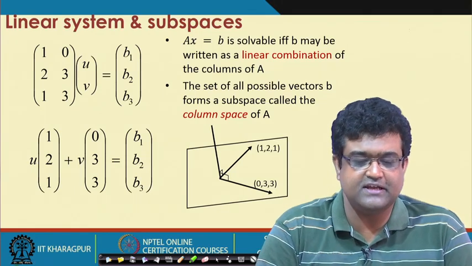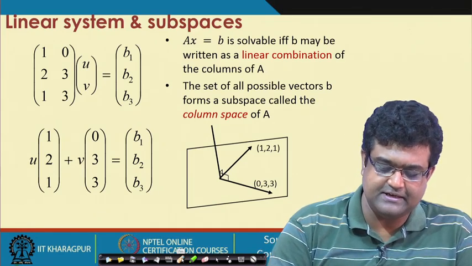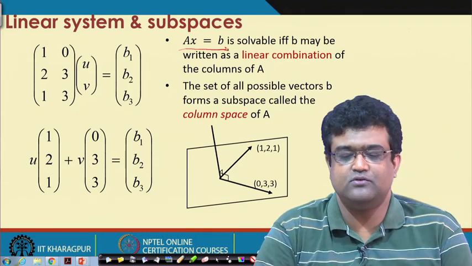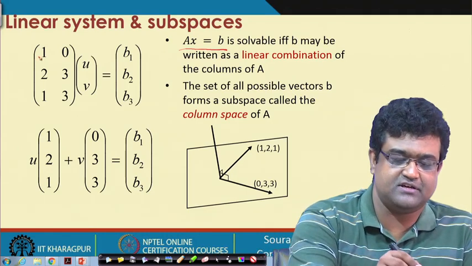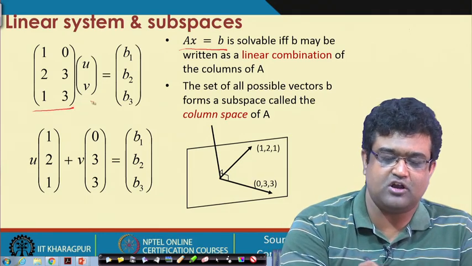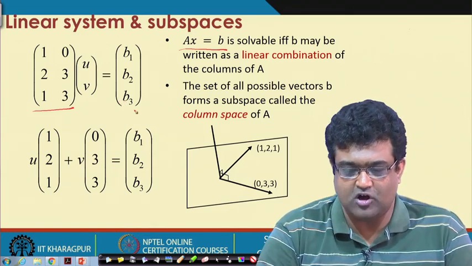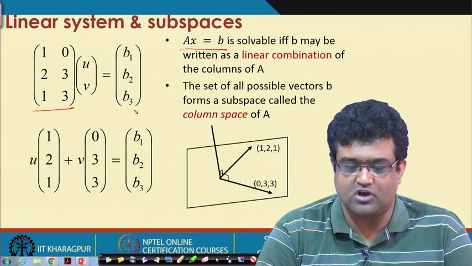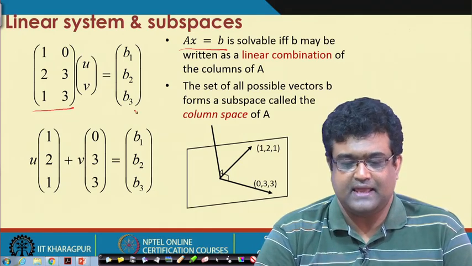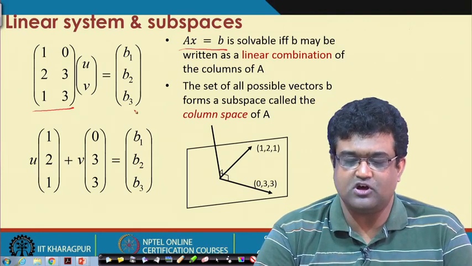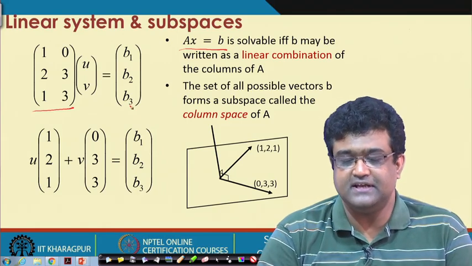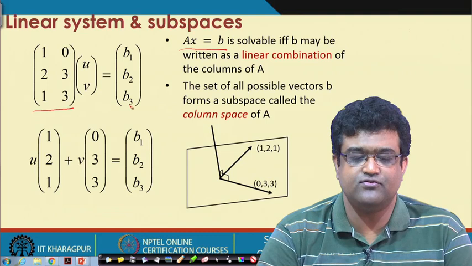Now, a system of linear equations can be compactly written in matrix notation as Ax equals B, where A is the coefficient matrix, which is in this case this matrix, x is a column vector and B is another column vector. If we want to solve this system of equations Ax equals B in terms of x, it is solvable only if the vector B can be written as a linear combination of columns of A.